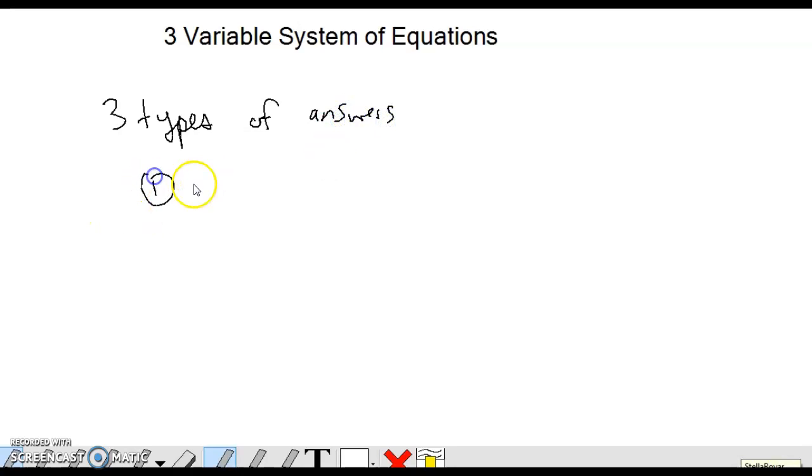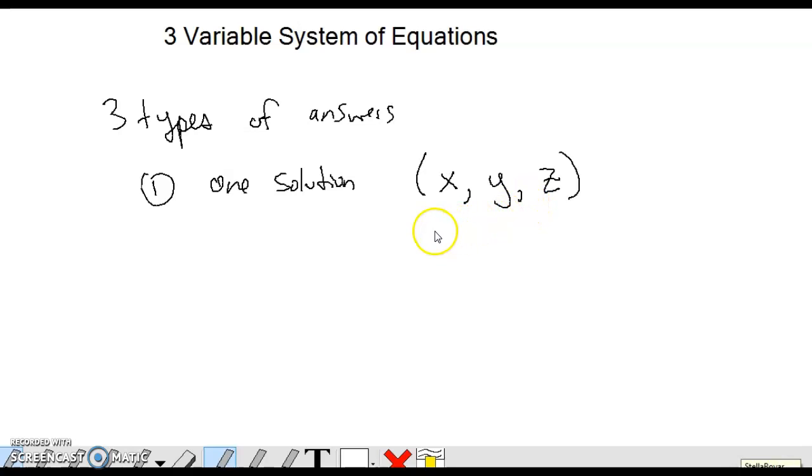The first type is known as one solution. When it is one solution, that means it is going to be in the form of x, y, and z. So instead of an ordered pair, this is known as an ordered triple. Most of our questions will fall into the one solution type.